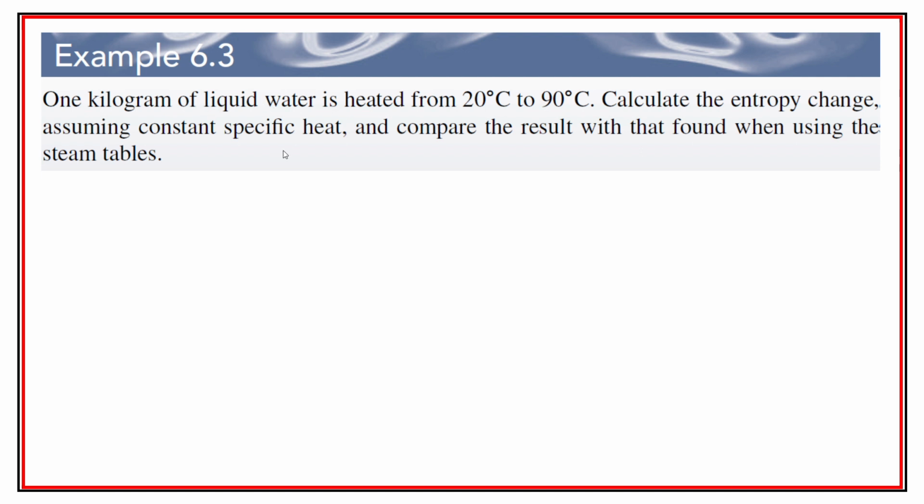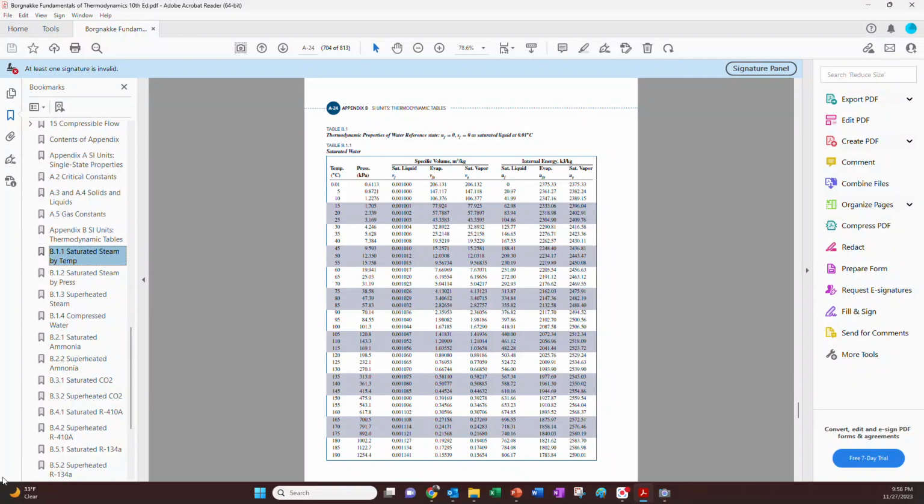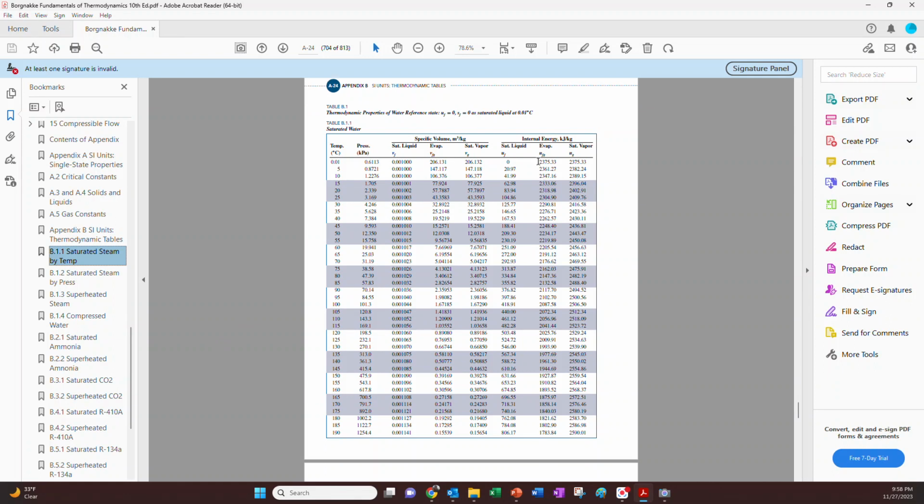1 kilogram of liquid water is heated from 20 degrees Celsius to 90 degrees Celsius. We want to calculate the entropy change, assuming constant specific heat, and then compare this to the result that we would find from the steam tables. Now, they don't say what the pressure is, but they do say it's liquid water.